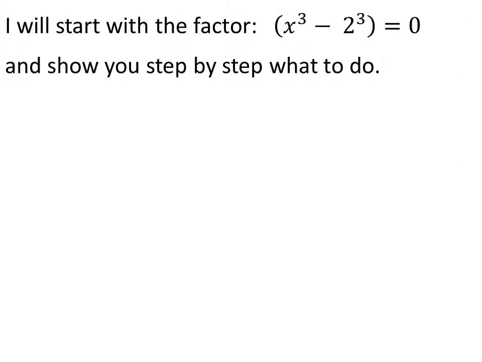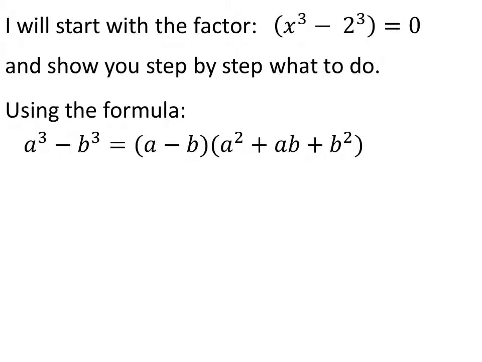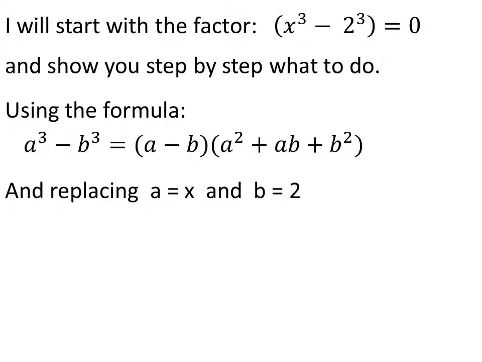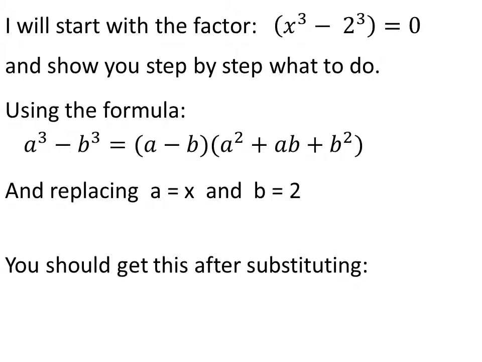I'll start with the factor x to the third minus 2 to the third equals 0 and show you step by step what to do. I'm using the formula for the difference of two cubes, replacing a with x and b with 2. You should get this after you substitute in. If you need to, pause the video and work it out yourself to make sure you get what I get.